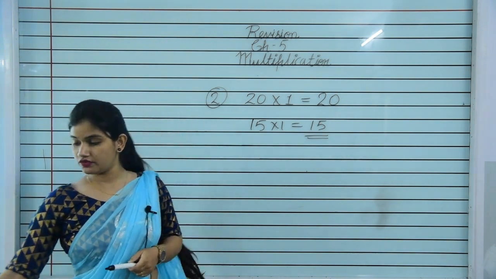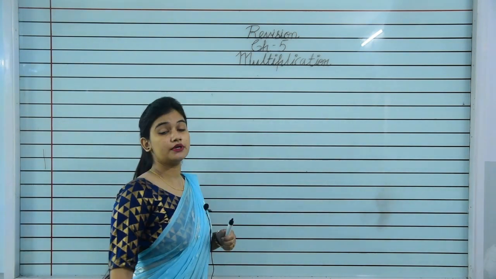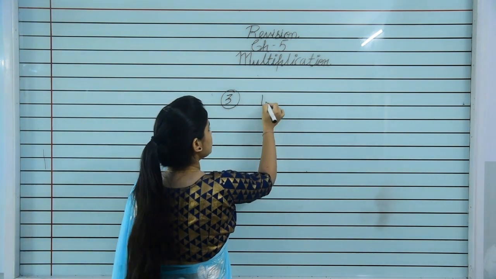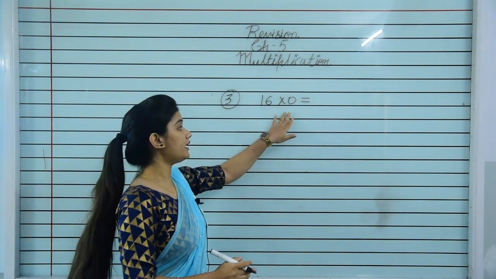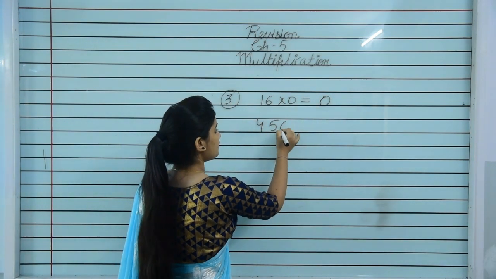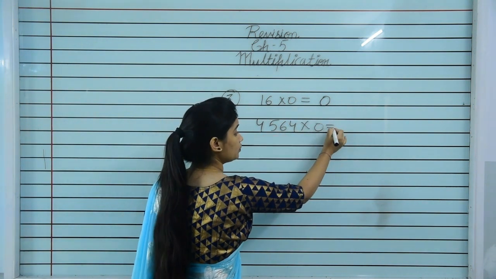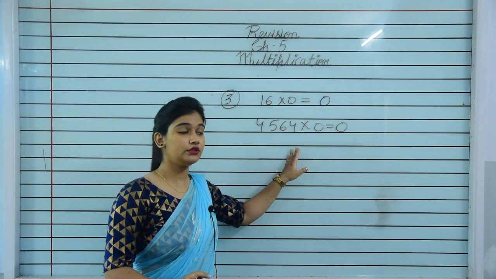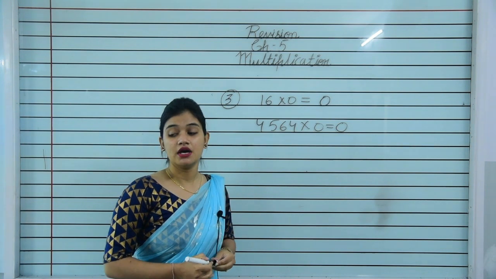Now we are moving to the third one. If we multiply any number by 0, what do we multiply the number by? 0. 16 into 0. If we multiply any number by 0, we get the product 0. Suppose I take a 4-digit number 4564, and if I multiply this number by 0, the product will always be 0. This is the third multiplication fact. Understood, students? Now we see some questions.